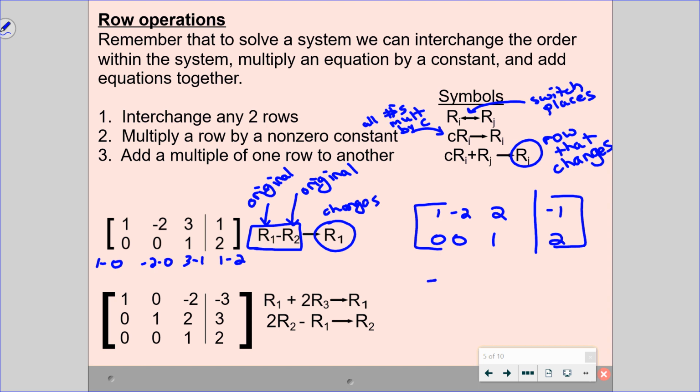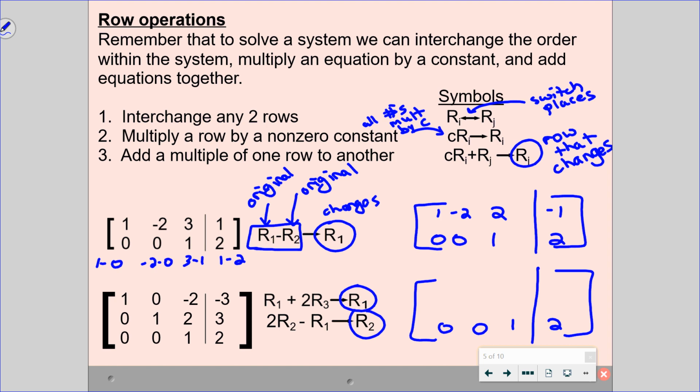If we look at the very next one, there are 3 rows now, but only 2 of the rows are being changed. In this case, row 1 and row 2 are being changed, which means row 3, in this case 0, 0, 1, and 2, is not going to change whatsoever.